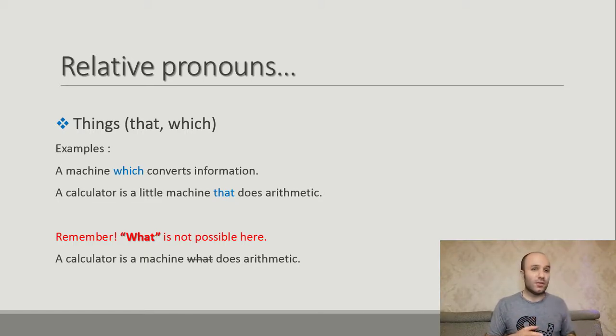But there is an important note here for you. Remember, what is not possible here? You cannot use what. A calculator is a machine. What does arithmetic is wrong. Okay? You have to use that or which.